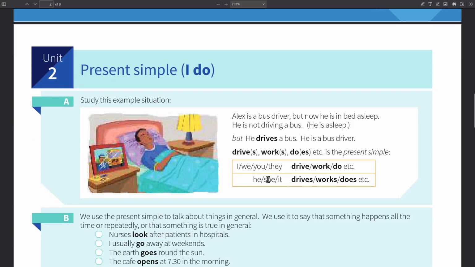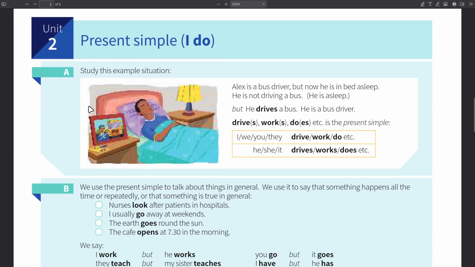Okay, so we're gonna start with Unit 2, that is basically the present simple. We're gonna see what is "I do", right? When to use "do". Okay, so for example, let's see the first section. Okay, section A. Study this example situation.